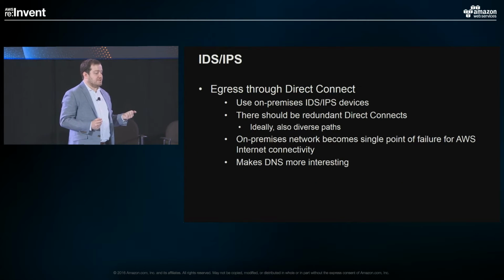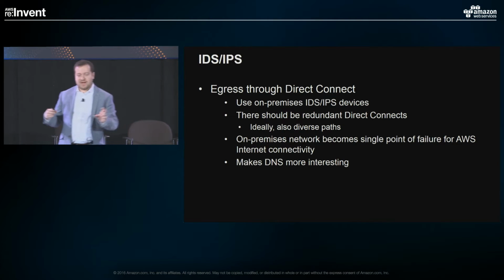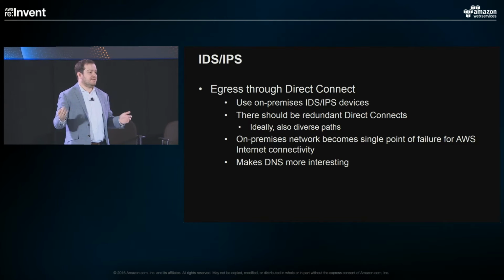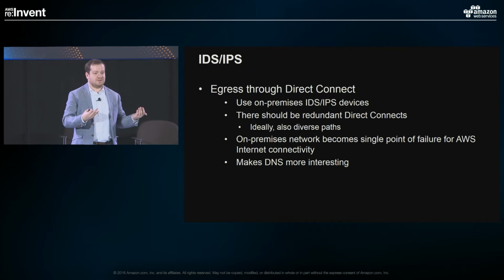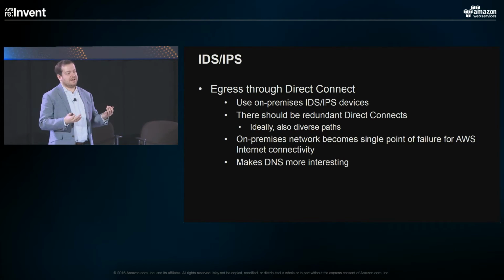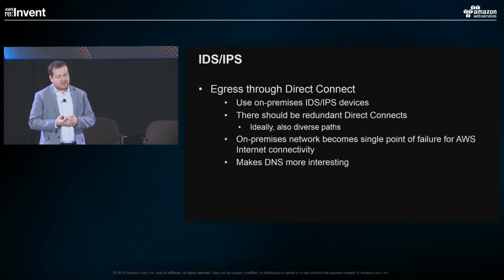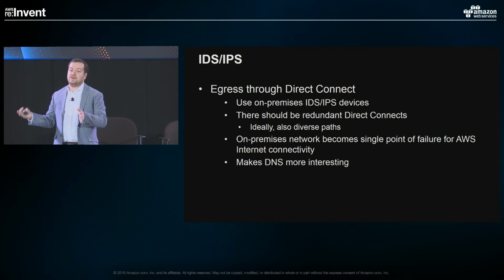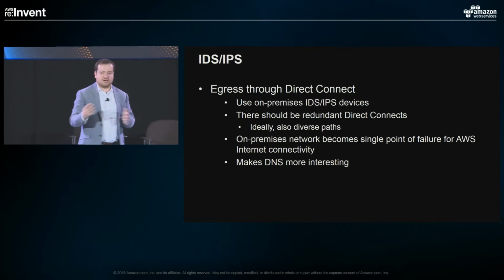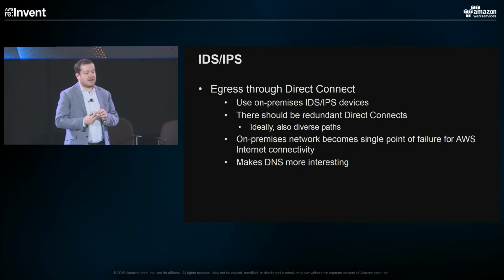The third option is to egress through Direct Connect. Basically, you have on-premise IDS and IPS devices already. You're going to send all your traffic, so your default route is going to go back over your Direct Connect, and now through your own network. If you do this, this also makes your on-premise network a single point of failure. So you have to make sure that your on-premise network is reliable, and that your Direct Connect is set up in a highly available way.